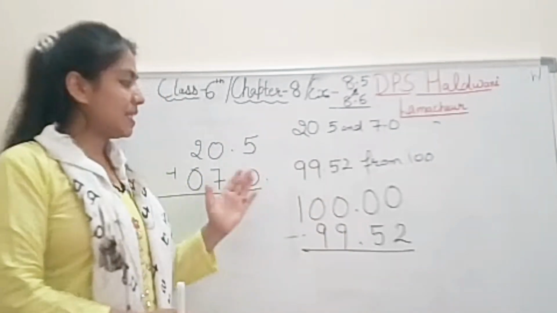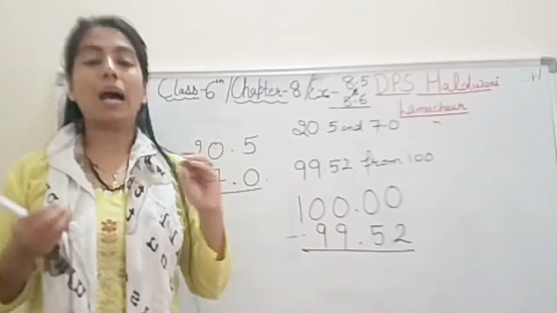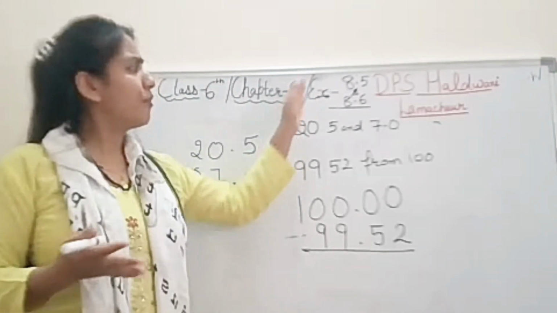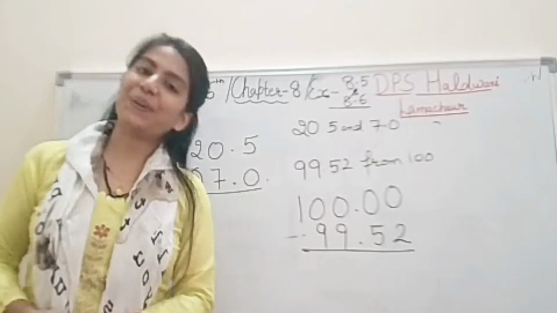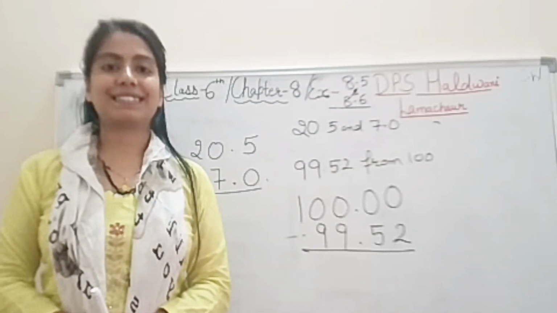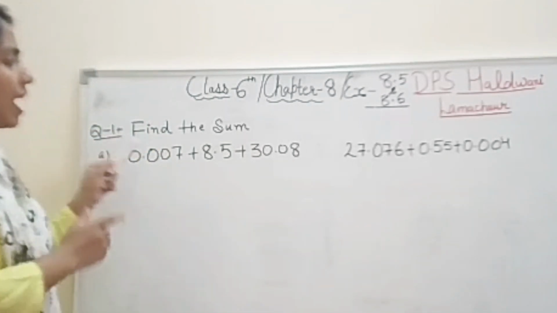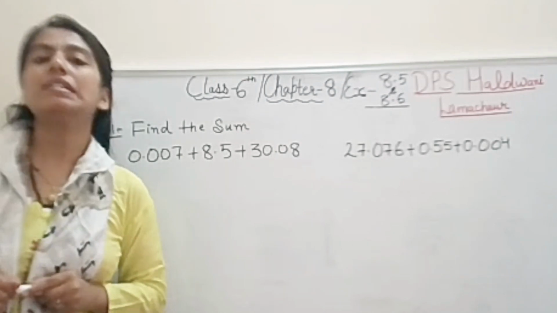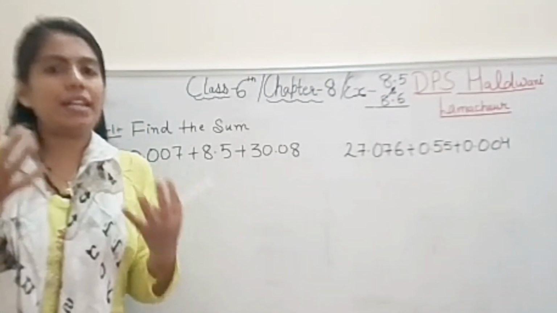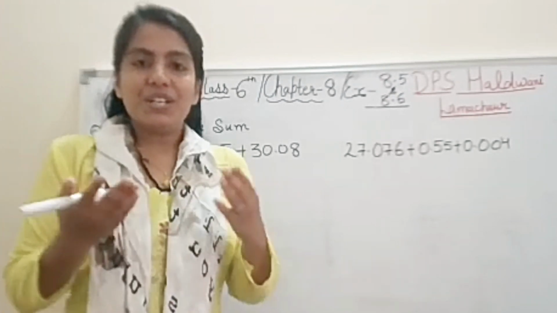Okay students, so this is just an introduction, and both the exercises are very simple, so I am going to do only a few questions from these two exercises. Let's quickly start our exercise questions. Coming to exercise 8.5, question number 1: find the sum. It means you just need to add the terms, and addition we have been doing since the very junior classes. So let's start.